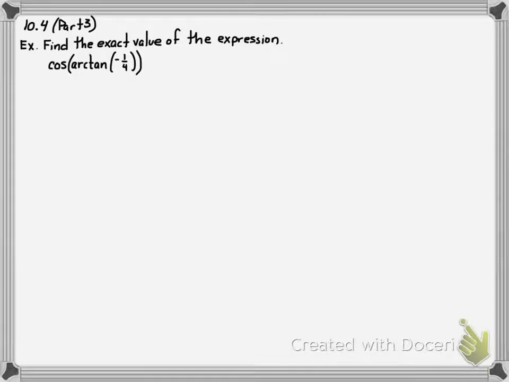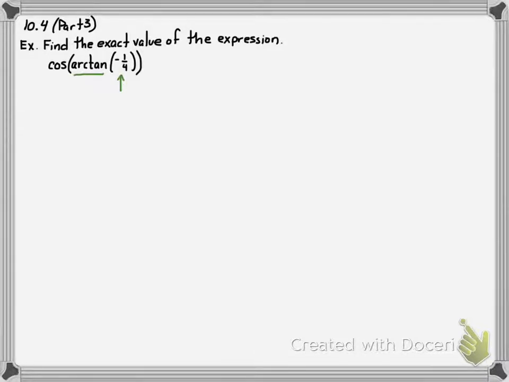So I want to start by looking at this first example, and in this example we are asked to find the exact value of the expression, and the expression is cosine of arctangent of -1/4. So there's a lot going on there, but I want to start with the inside and work our way out just to analyze what's going on here. Now this -1/4, we are looking at arctangent of -1/4.